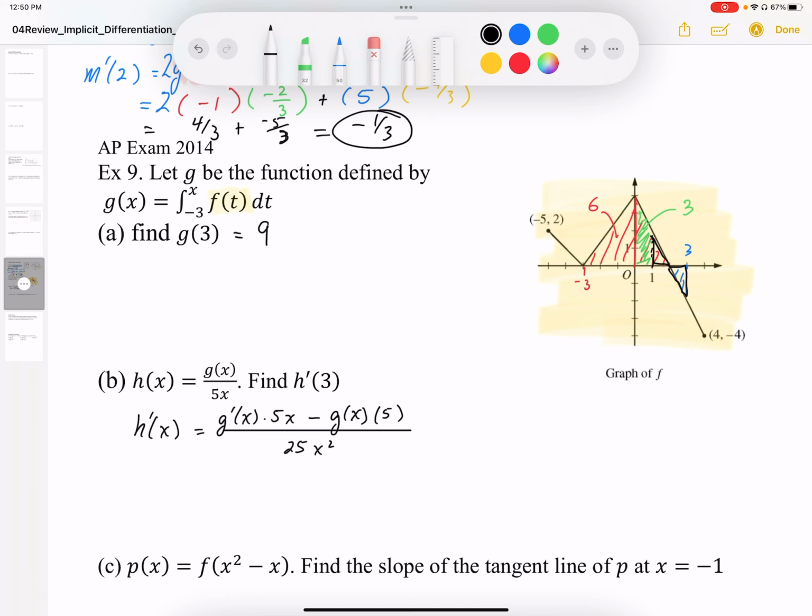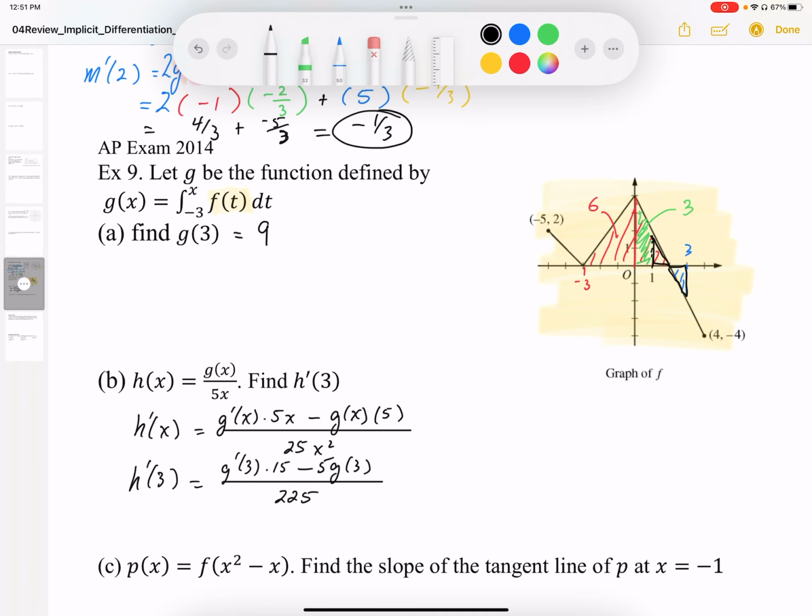Okay, so finding h prime at 3, I need to find g prime at 3 times 5 times 3, which is 15, minus the g value at 3, and then multiply that by 5. And plugging x into the denominator, that's going to be 25 times 3 squared, which is 9. So 25 times 9 gives me 225.